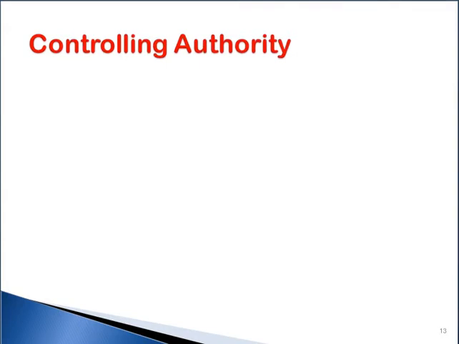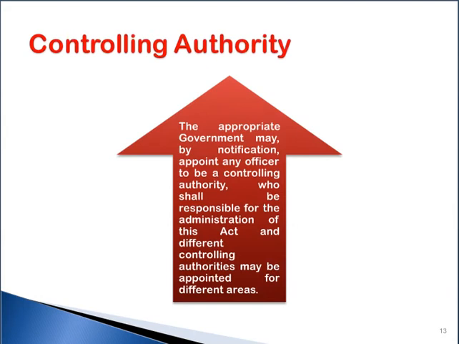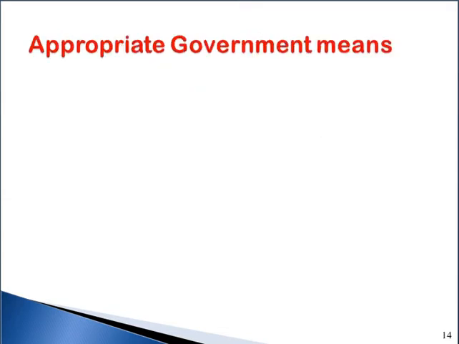The appropriate government may by notification appoint any officer to be a controlling authority who shall be responsible for the administration of this Act, and different controlling authorities may be appointed for different areas.